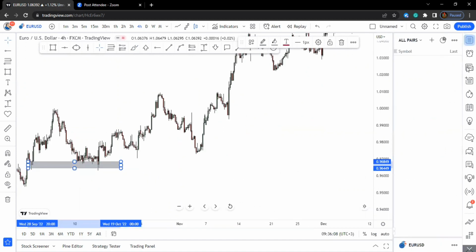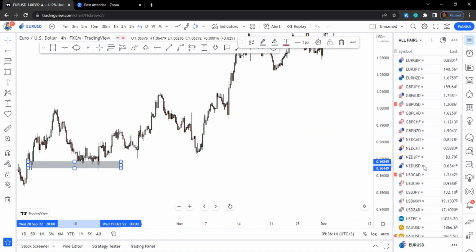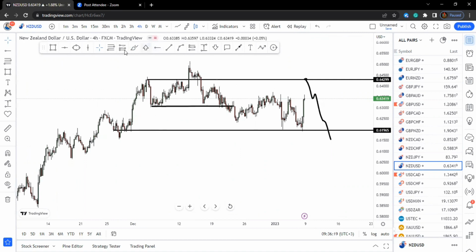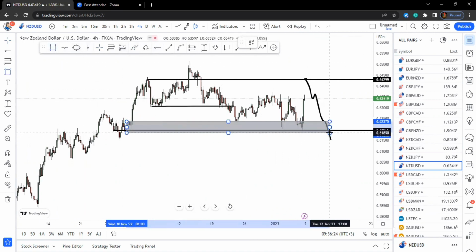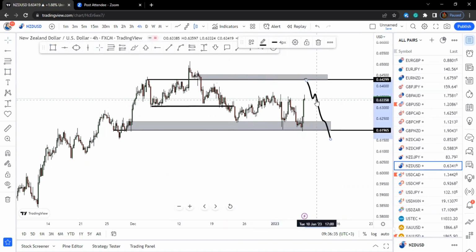Let's go back to NZD USD so that I can show you. Okay? I can show you. Here there is demand. You see, there is demand. Here, as you see, there is supply. So these things go together with demand and supply.